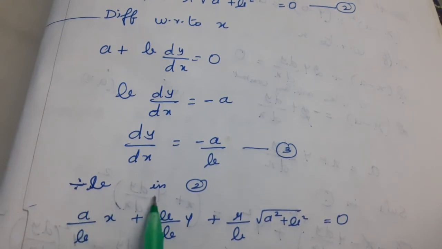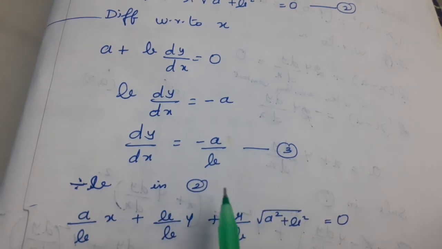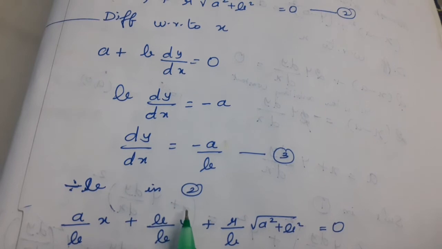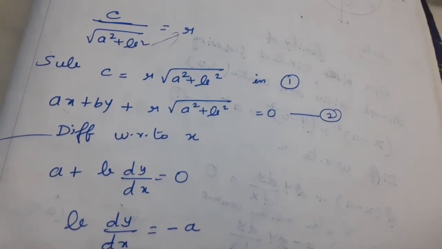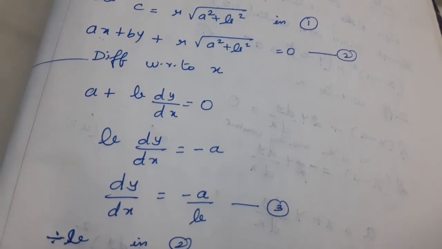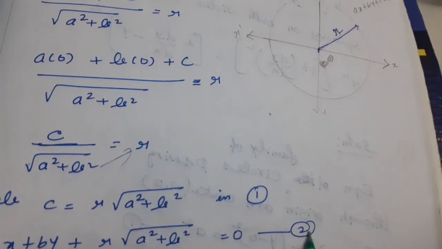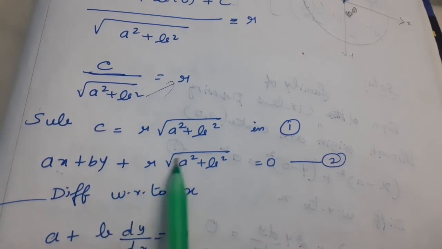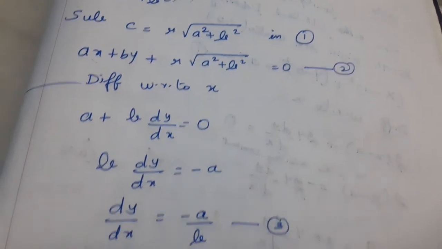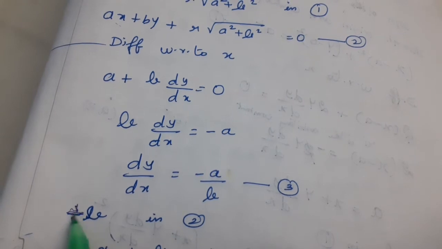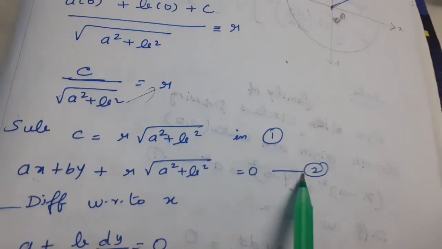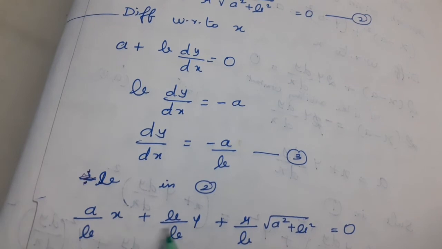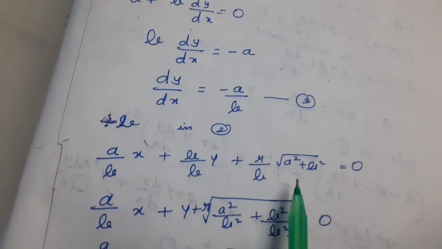Substitute equation 2 and 3. What is that one? Instead of dy by dx, you substitute minus a by b. Divide equation 2 by b. That is a by b into x, b by b into y plus r into root of a square plus b square by b. See the equation 2 divided by b: a by b into x plus b by b into y plus r by b into root of a square plus b square equal to 0.